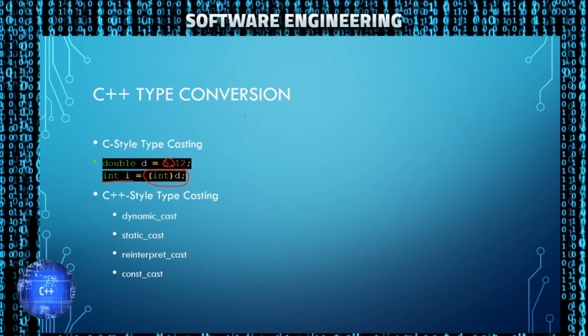Reinterpret cast is the most dangerous of these. It'll convert any type to any other type, which can lead to unsafe conversions. You want to use this with a large amount of caution. And finally, const cast is used to manipulate the constants of an operand. So if you want to add or remove a constant qualifier, that is the casting you would use.